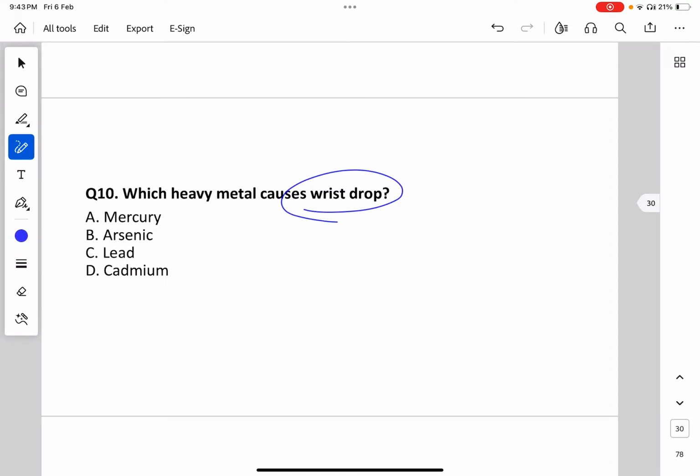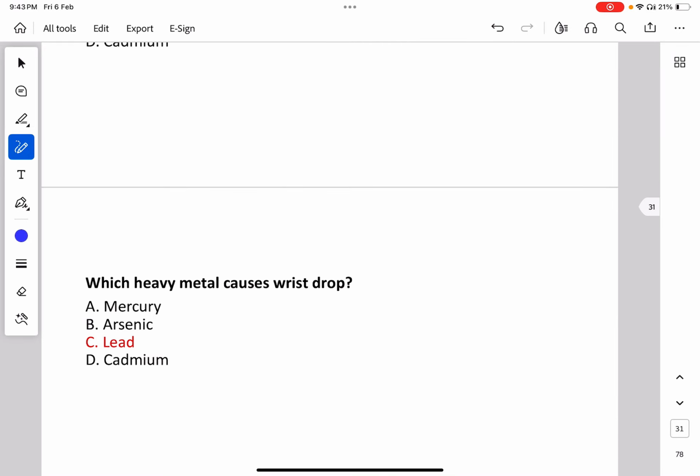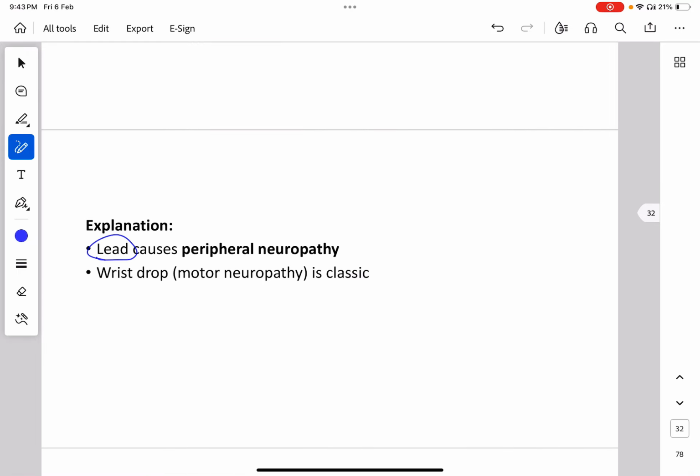Wrist drop, that is being unable to lift the wrist or unable to extend the wrist. Wrist drop is caused by which heavy metal poisoning? It is caused by lead poisoning. A few points about lead poisoning: it causes peripheral neuropathy, that is damage to the peripheral nerves, and wrist drop is the important or classical feature.